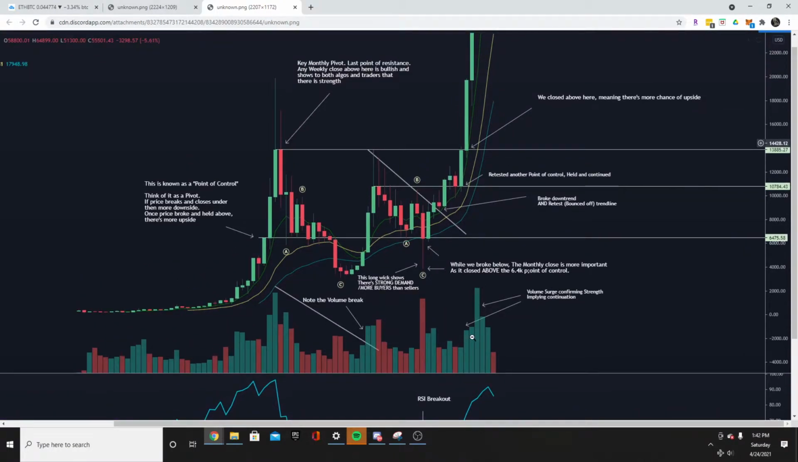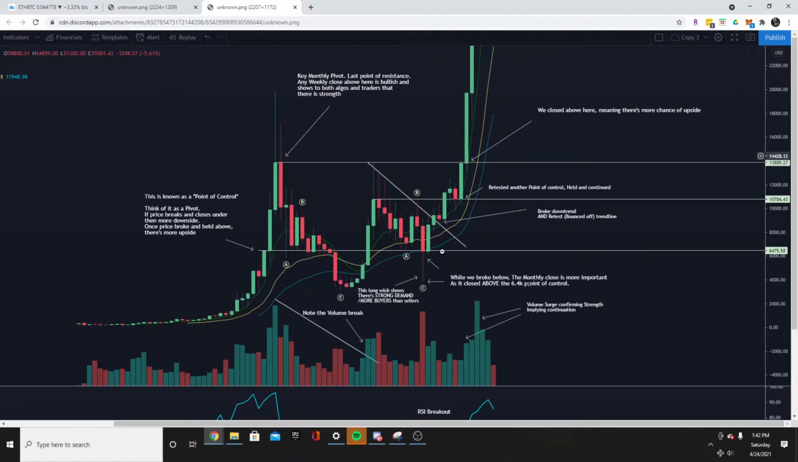You can see the volume surge coming in. So we broke out of here, retested the broken downtrend, came up and closed above this key pivot. This is like an intermediate key pivot. Retested again, held, continued. Then this is the last line of defense for bears, and we went up, we closed above.